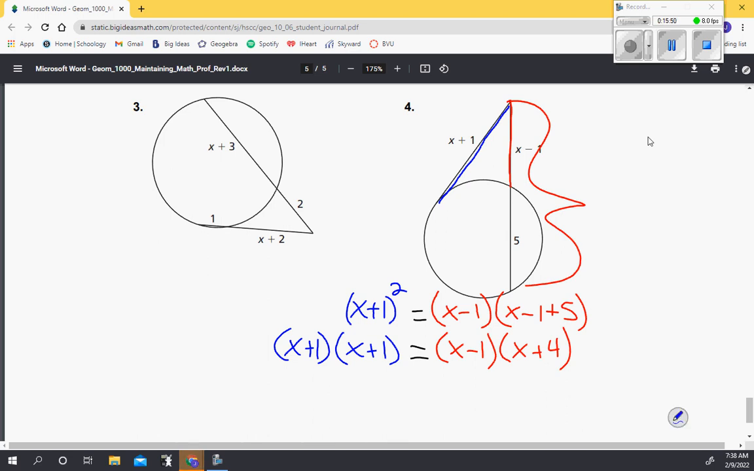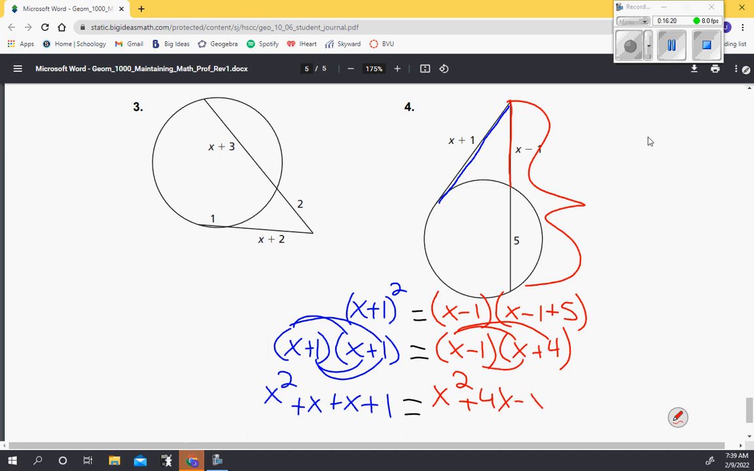Next, we have to FOIL. x squared plus x plus x plus 1, that's everything multiplied together, is equal to, FOIL this as well, x squared plus 4x minus x minus 4. Okay. Now, this is going to get messy quick.